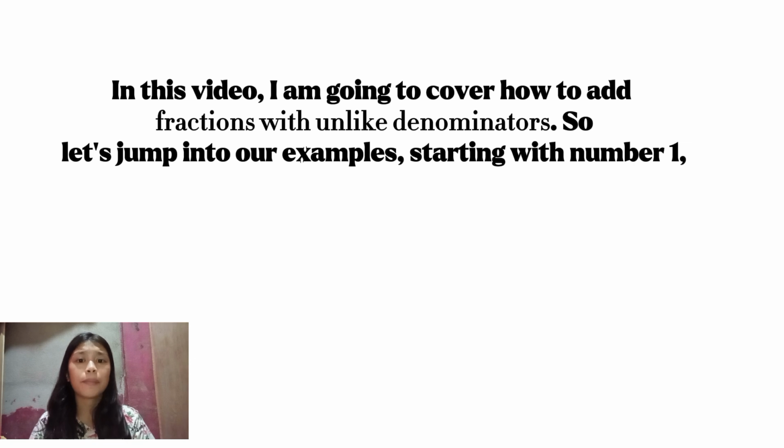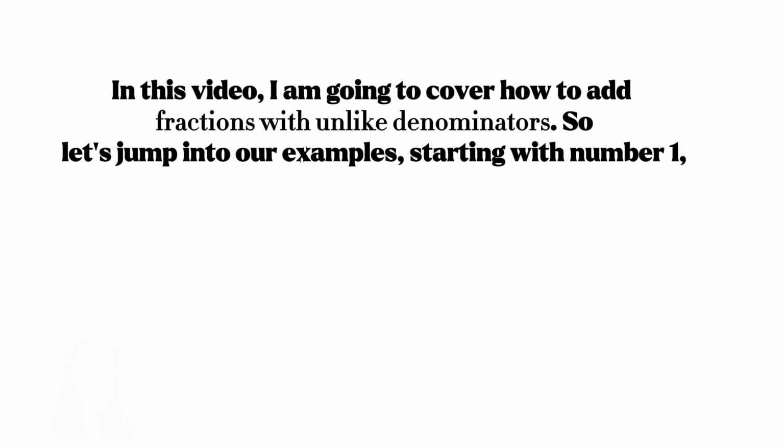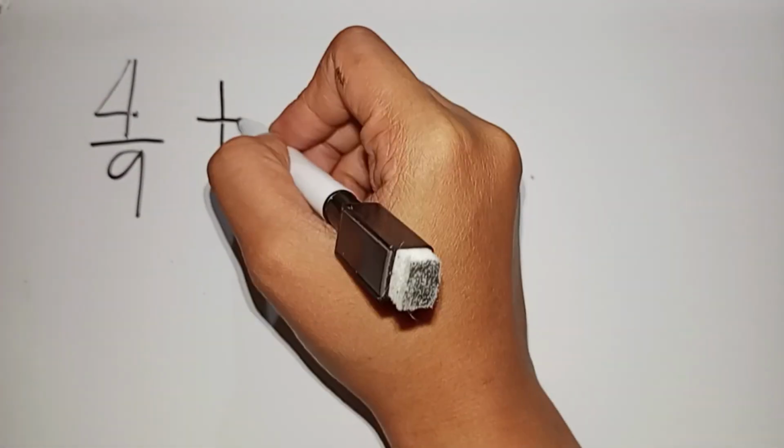In this video, I am going to cover how to add fractions with unlike denominators. So let's jump into our example. Starting with number 1, where we have 4 over 9 plus 1 over 3.